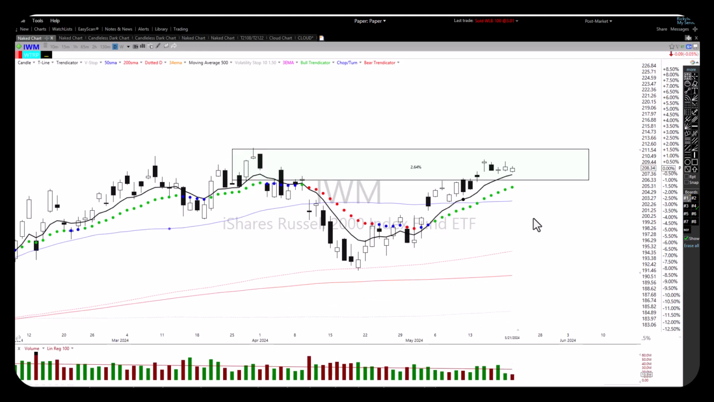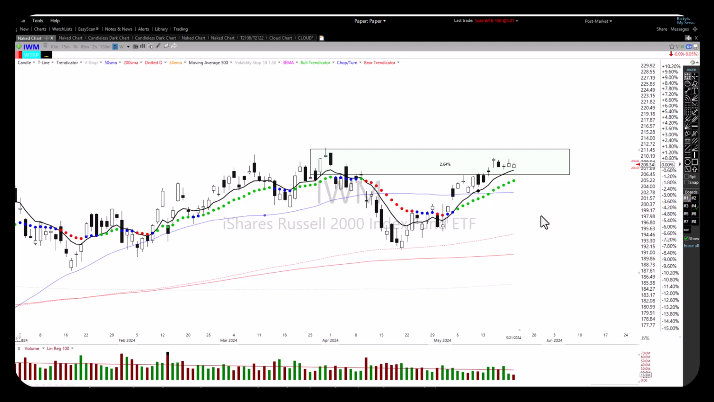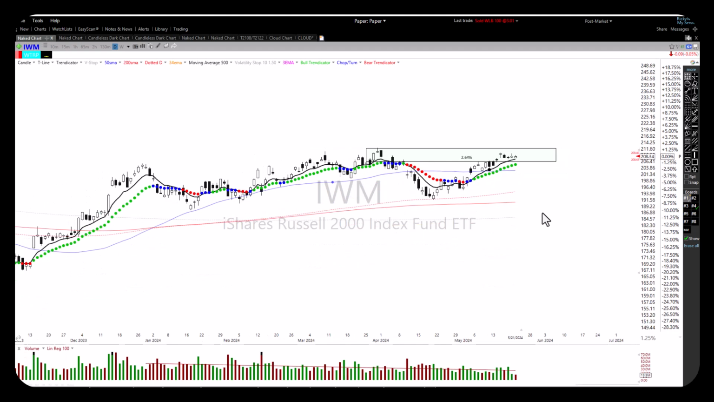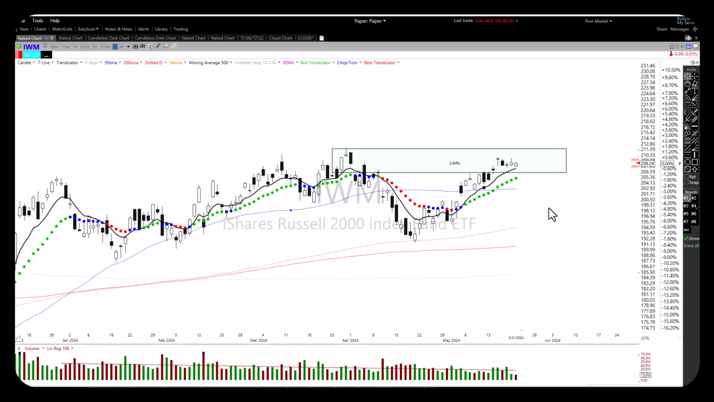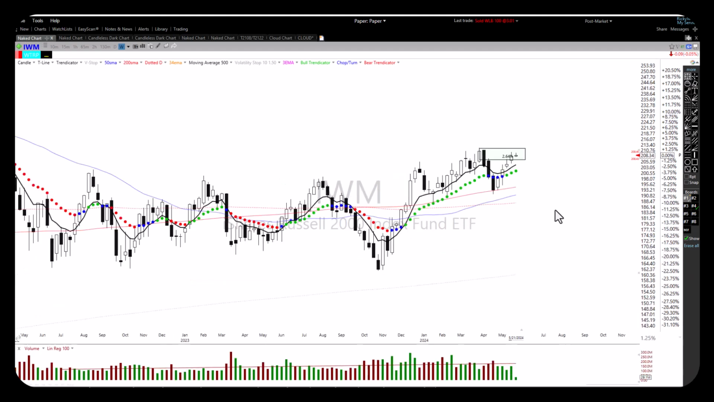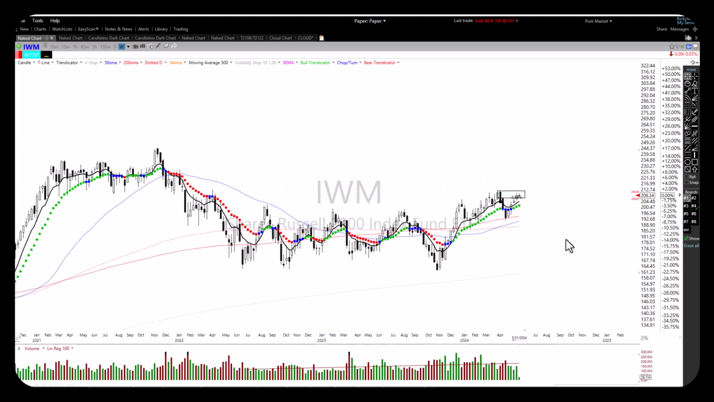Take a look at IWM, and that is bullish. I get a lot of questions about IWM. IWM is going to fail. IWM is not looking very good. What's bad about IWM? What's bad about it? Let's look at a weekly chart. What's bad about that chart? Let's see here.